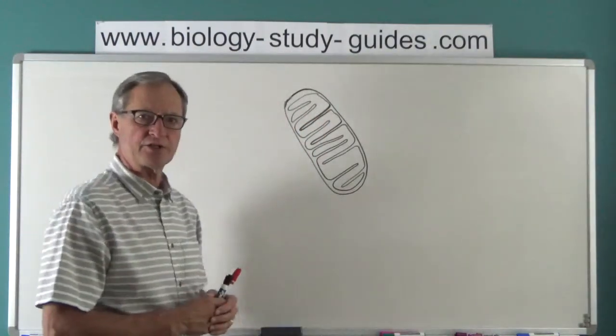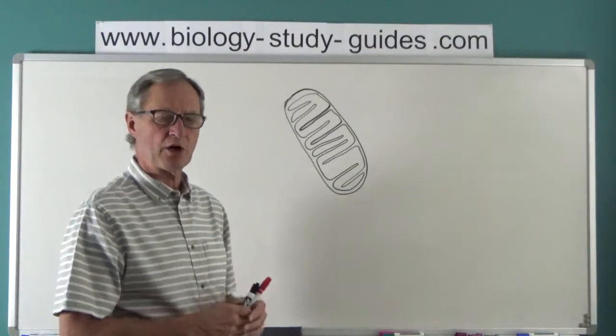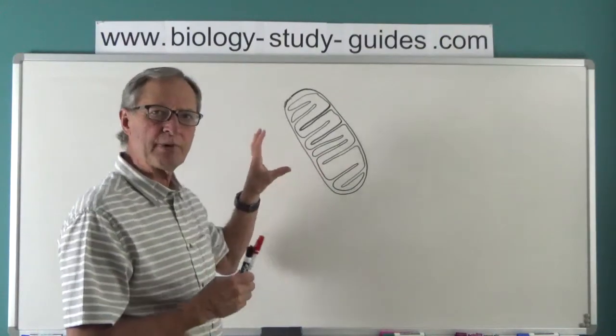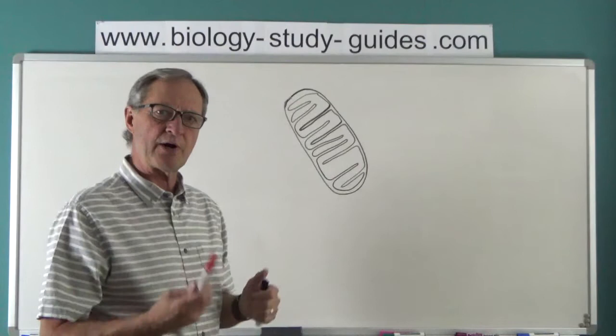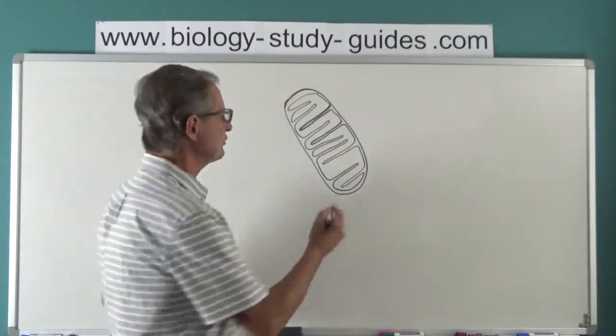Welcome back. You probably recognize this illustration here as that of a mitochondrion. They're commonly called the powerhouses of cells because they generate most of the ATP that cells use.